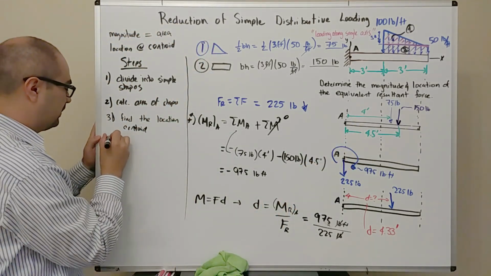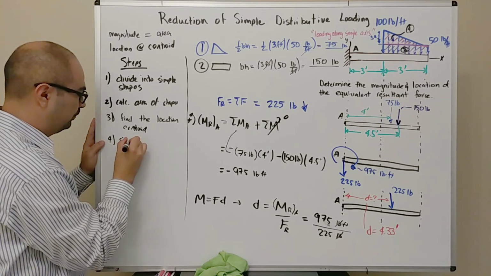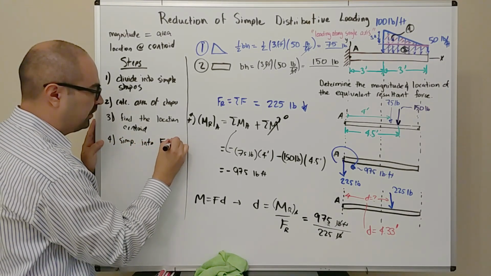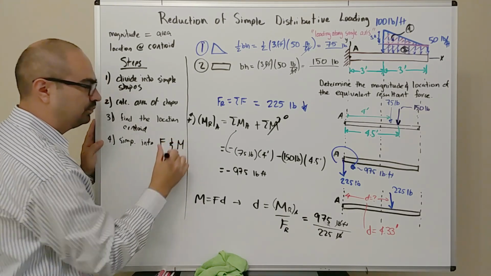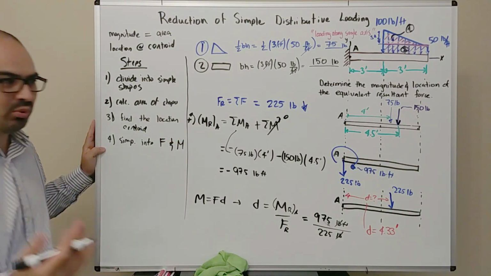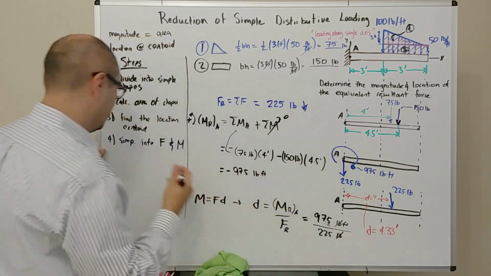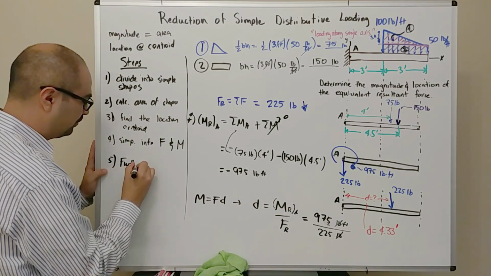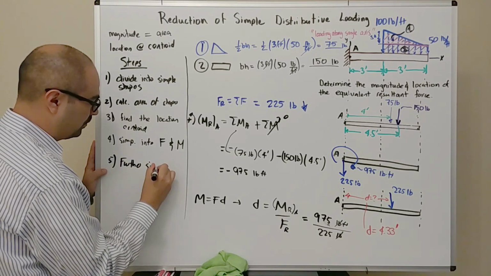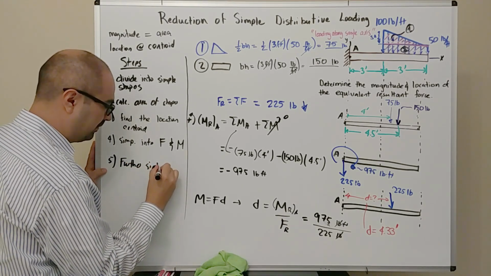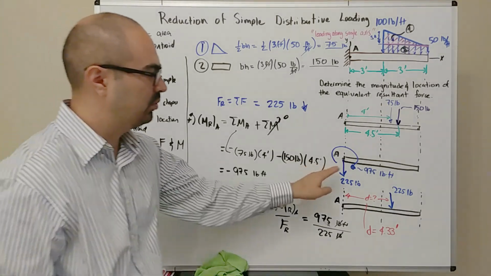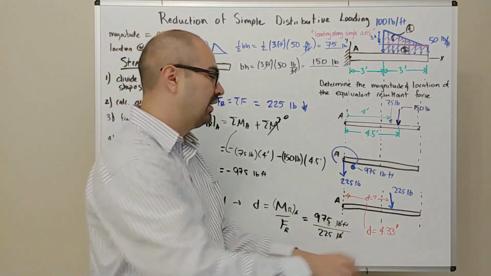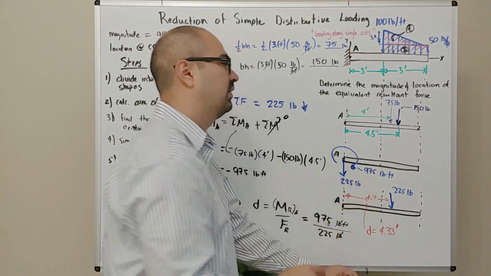Then, step 4, we simplified into a force and couple at some point. In this case, we chose point A. And then the last step, we further simplified that force and couple system into just a force some distance away from point A. Again, that was going to capture that tendency to rotate.